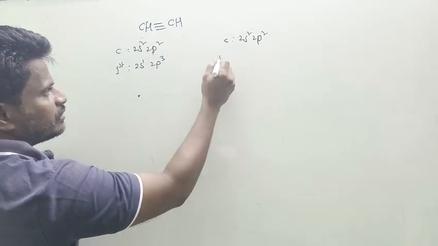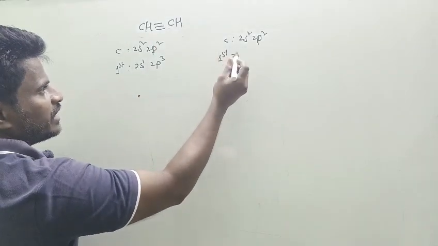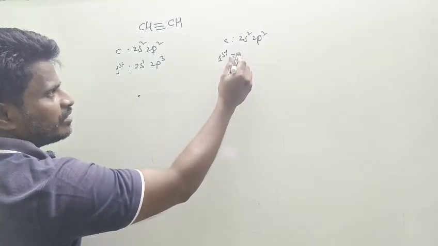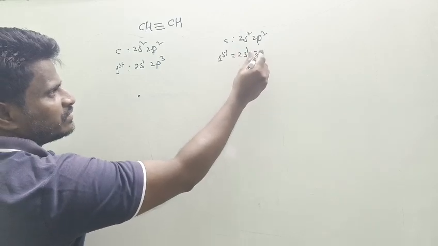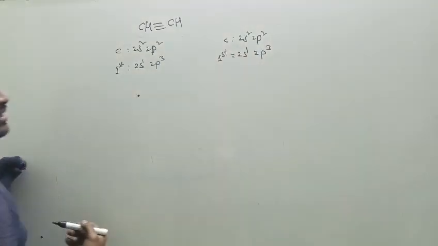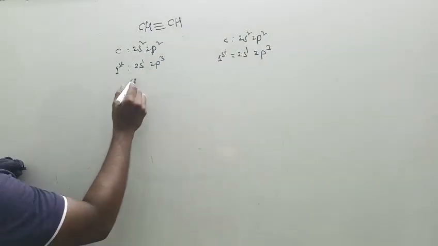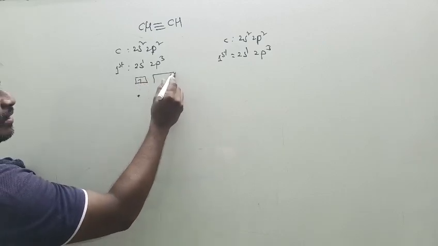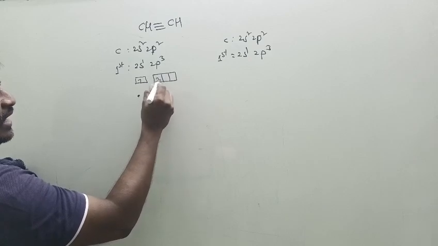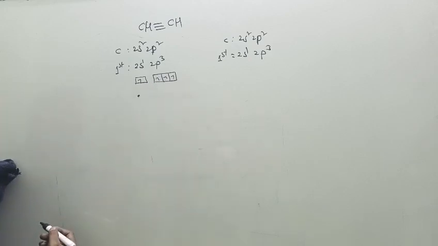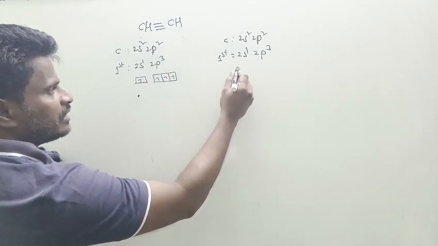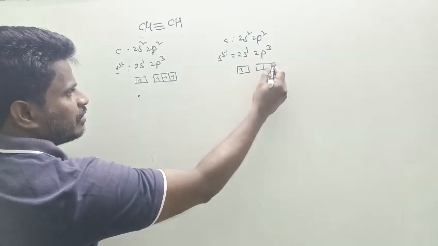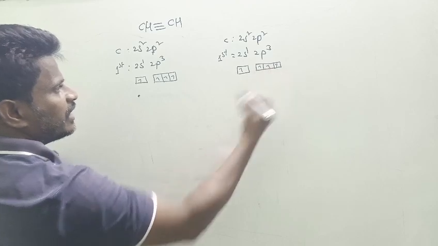And this carbon also undergoes the first excited state. In the first excited state, one s electron enters into a p orbital, then it has 2s1 and 2p3 electronic configuration. In the s subshell, one electron is present, that is unpaired, and the p subshell has 3 electrons. These 3 are unpaired. Similarly, this carbon also has 1 electron in the s subshell and 3 electrons in the p subshell.